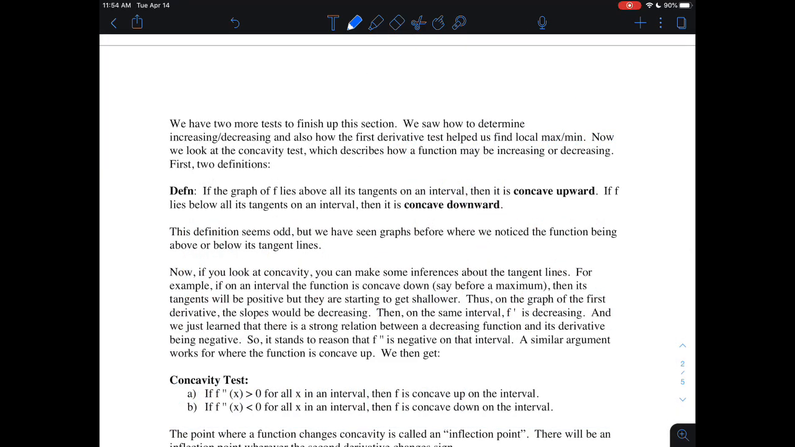We have 2 more tests to finish up in this section. We saw how to determine increasing or decreasing, and also how the first derivative test helped us find local maximum and minimum. Now we look at what's called the concavity test, which describes how a function may be increasing or decreasing. Before that, first 2 definitions. If the graph of f lies above all its tangents on an interval, then it is concave upward. If f lies below all its tangents on an interval, then it is concave downward.